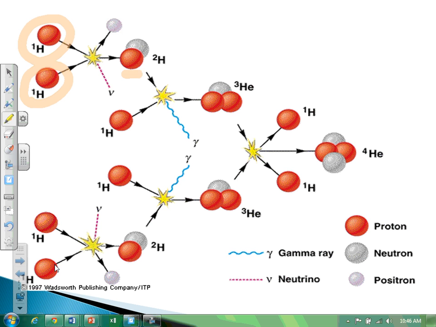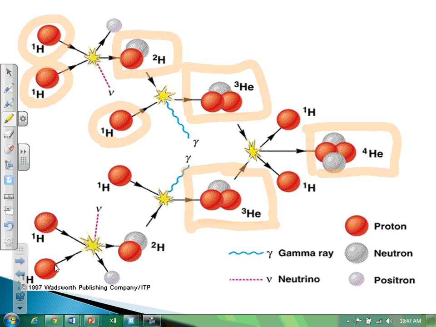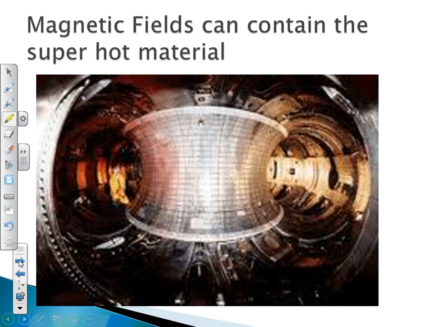That's your deuterium right here. That combines with another hydrogen and it can make helium 3. The helium 3 combines with itself, and here's a helium 4. So this is a different pathway to helium 4. On Earth, we can use magnetic fields to contain the superhot material.